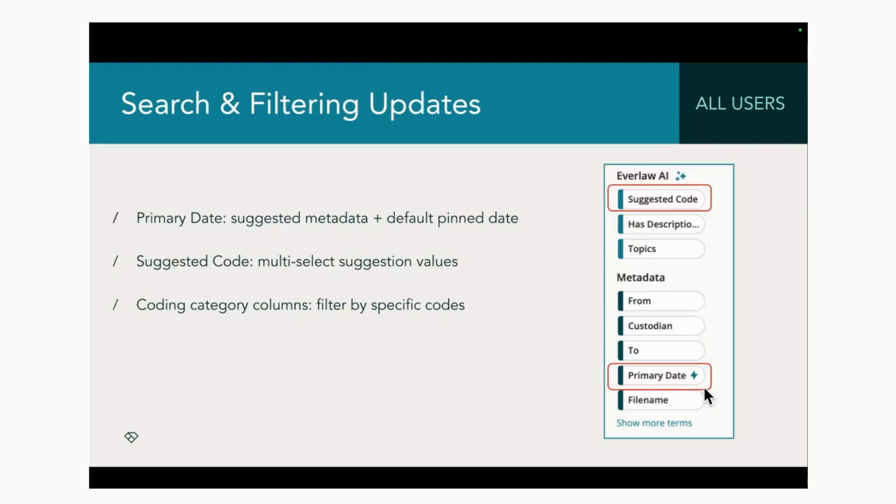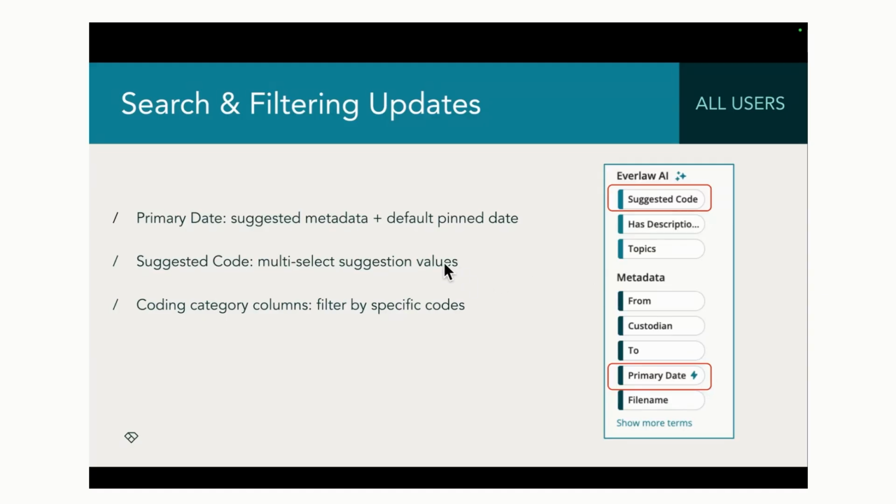If you are not familiar with primary date, this is an Everlaw smart term that automatically captures the most relevant date for a document based on its specific file type. So this search term makes it really helpful and useful for searching across mixed data sets. So things maybe like emails and loose files at the same time. And it gives you a much cleaner visualization of dates across all of your documents.